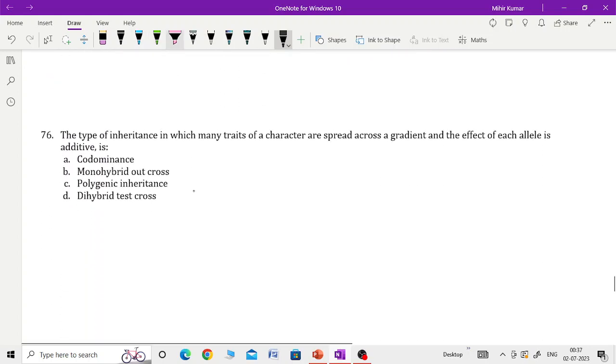Okay, that is also an easy question. The type of inheritance in which many traits of a character are spread across a gradient and the effect of each allele is additive. Okay, codominance. In the case of codominance, each allele is not additive.